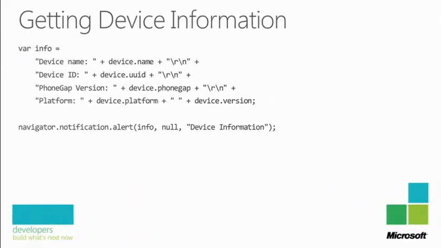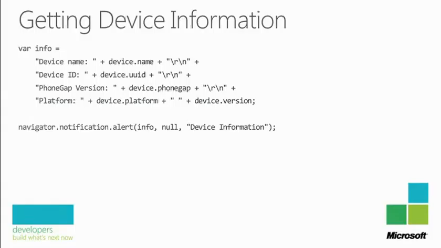This, too, is a very, very simple API. And here's what it looks like. It allows me to get the name of the device. For example, on my Samsung Focus here, it'll either tell me Samsung Focus, or actually what it'll tell me is Jeff's Focus, since that's what I named that device when I set it up. It will also give me the GUID that uniquely identifies this device anywhere in the world, tell me what version of PhoneGap it's using, and through the platform and version properties, tell me what operating system and operating system version this particular device is running.